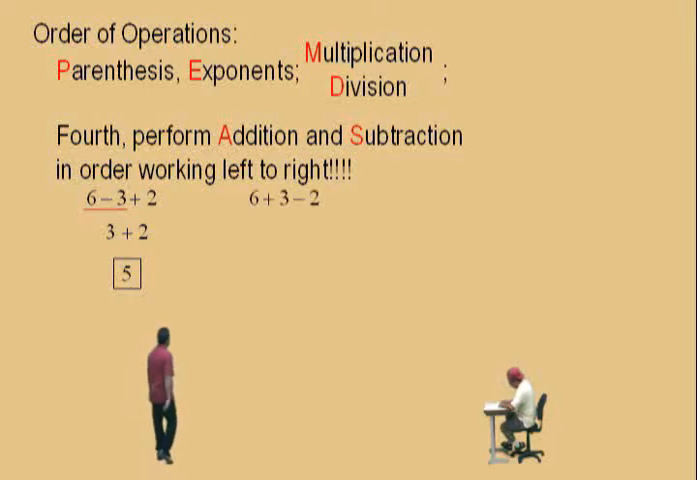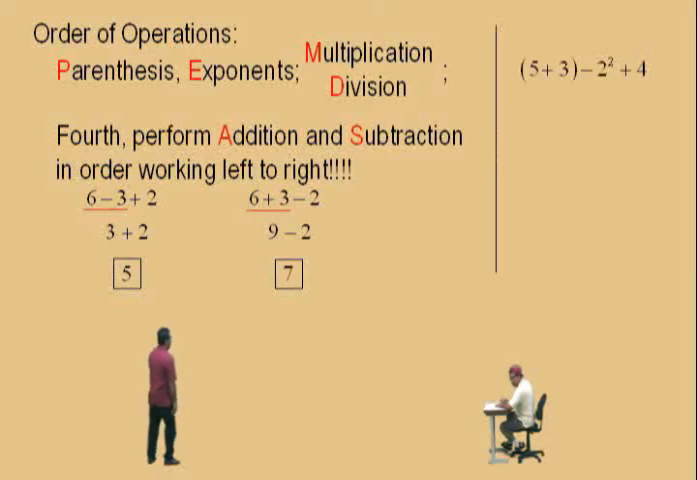And so here's another one. 6 plus 3, subtract 2, Charlie. And be careful with this. Which do we do first? Addition, because it comes first, working left to right. And 6 plus 3 is what, Charlie? 9. Subtract 2. That's right. What's 9 subtract 2? 7. Very nice.